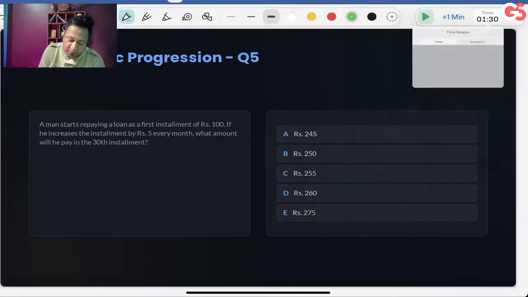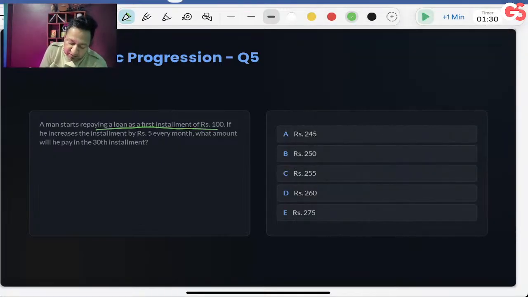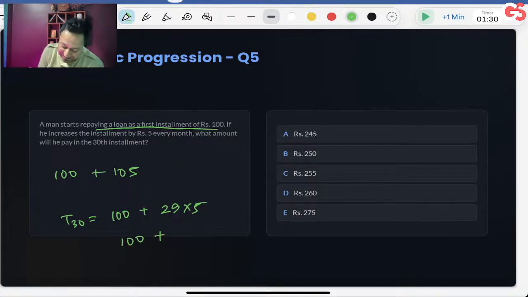Okay. A man starts repaying a loan with a first installment of rupees 100. He increases the installment by rupees 5 every month. What amount will he pay in the 30th installment? क्या सवाल है ये? Seriously. T_30 is 100, the first term, plus 29 times 5. तभी सबने जल्दी जल्दी कर लिया है ना? क्या हो जाएगा ये? 145? 245 is what I'm getting. ये ऑप्शन है. ठीक.